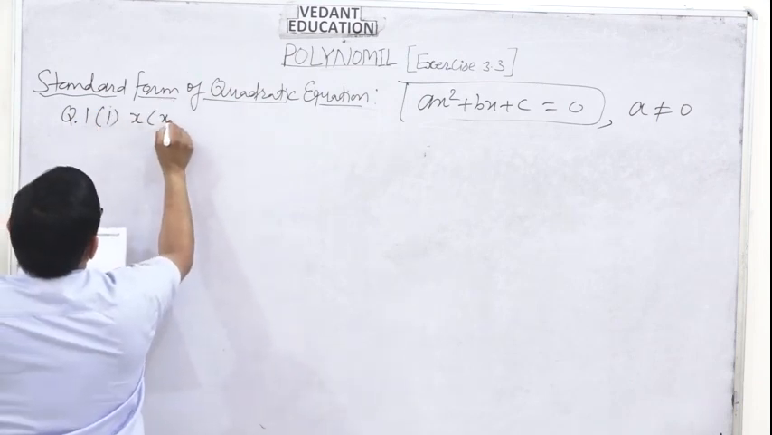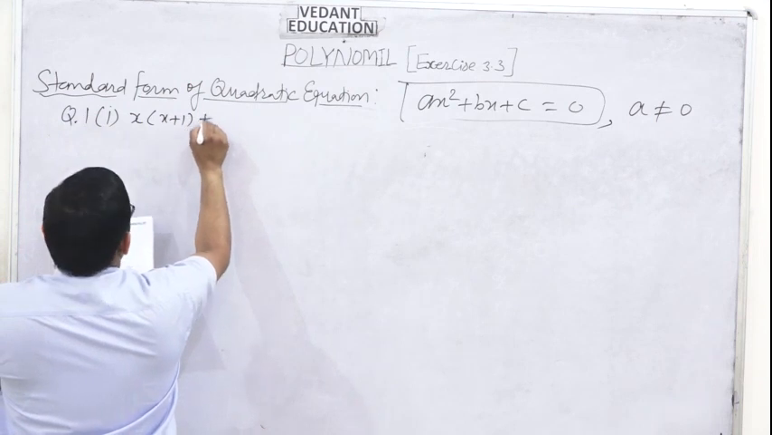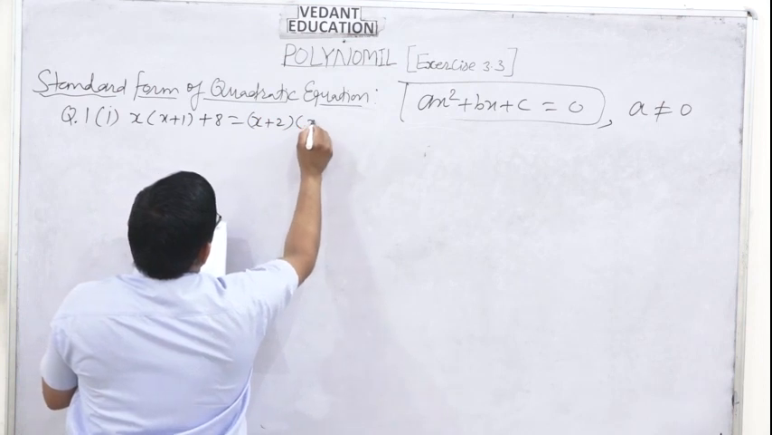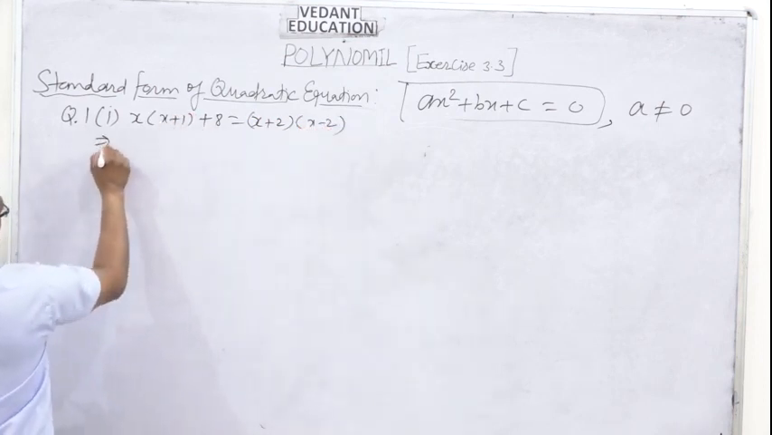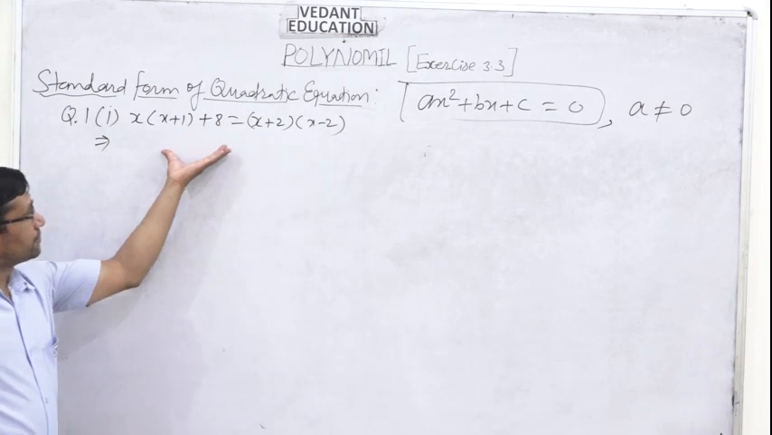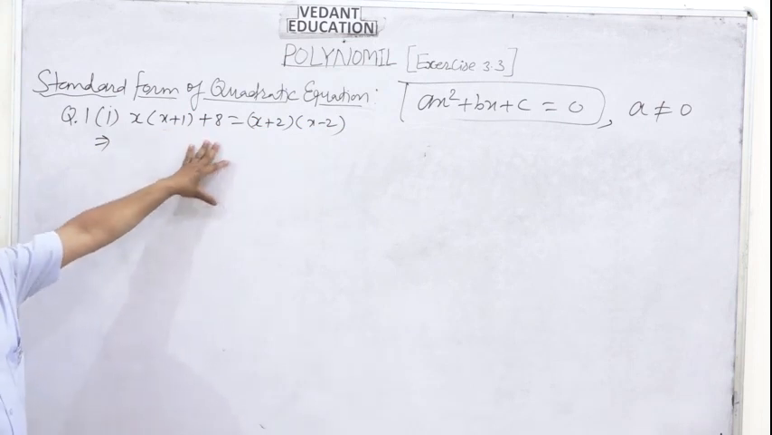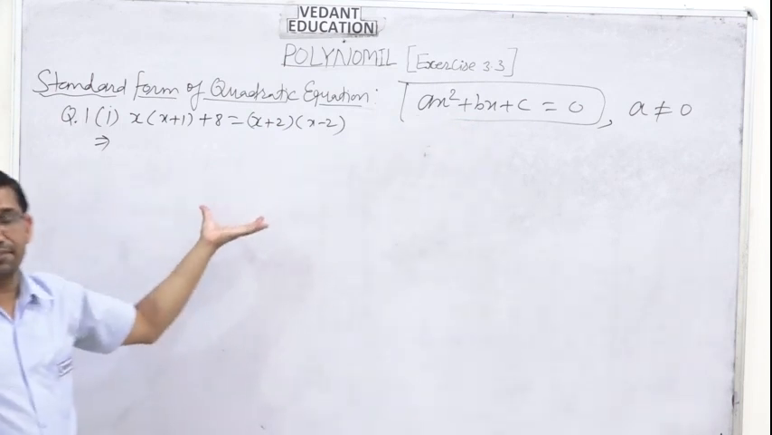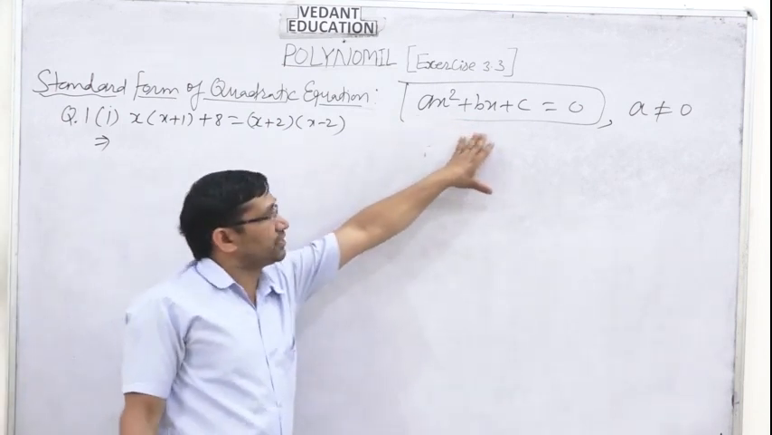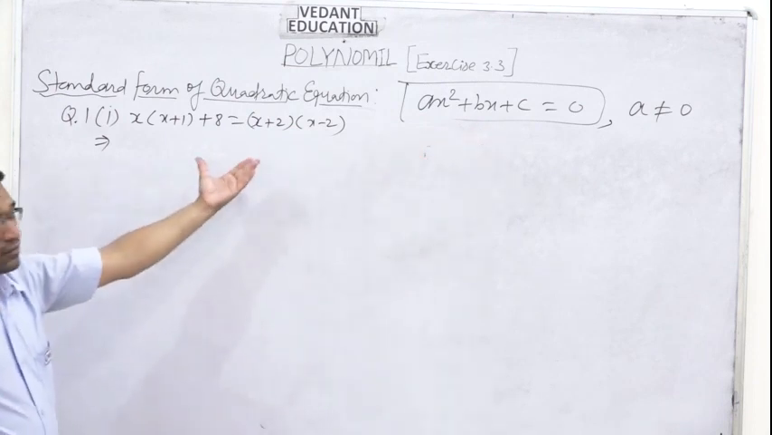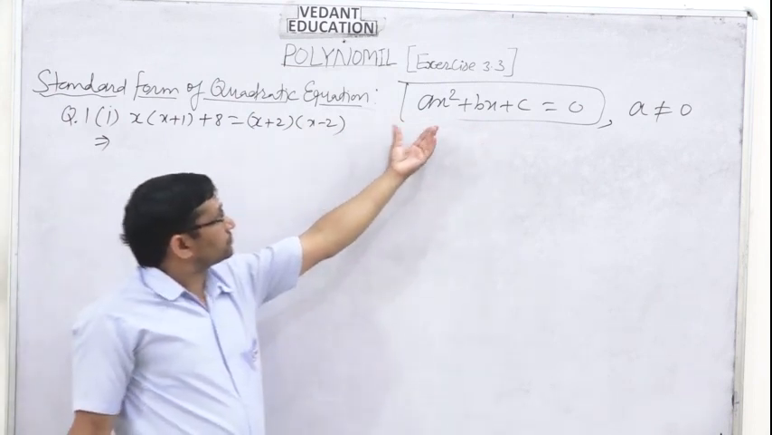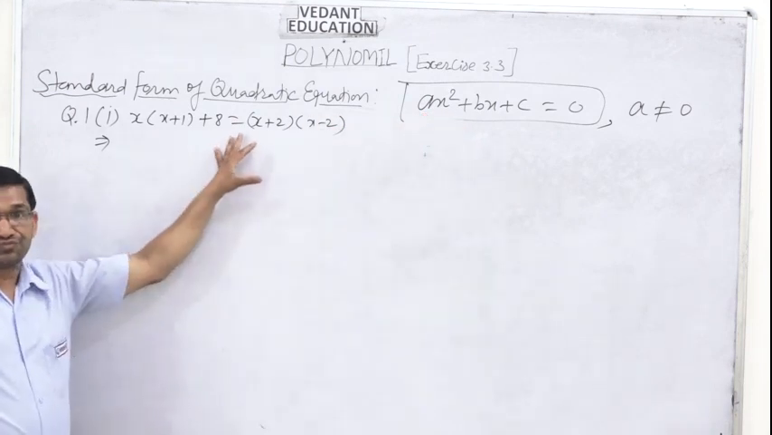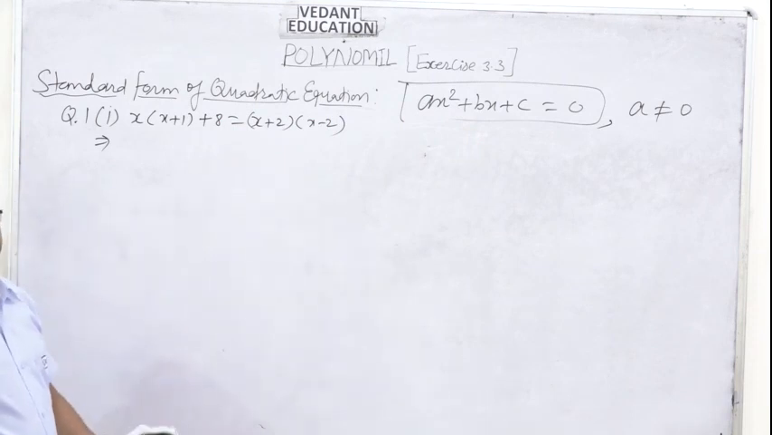x multiplied by (x + 1) plus 8 is equal to (x + 2) multiplied by (x − 2). First we simplify this equation, then compare with the standard form. पहले अपन इसको थोड़ा सिंप्लीफिकेशन करेंगे, उसके बाद में अपनी स्टैंडर्ड इक्वेशन से कंपैरिजन करेंगे. If the coefficient of x square exists, it means the degree is 2, then that is a quadratic equation, otherwise no.